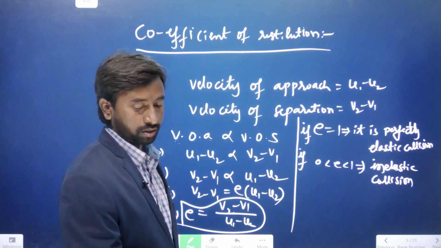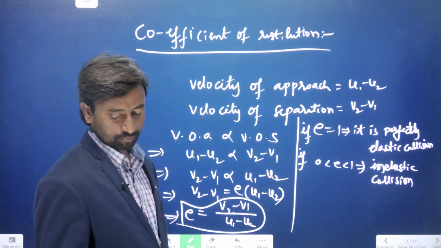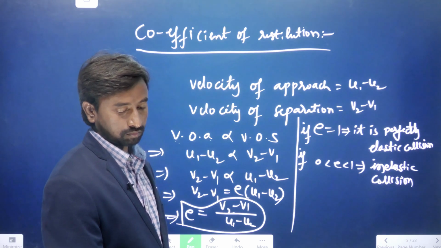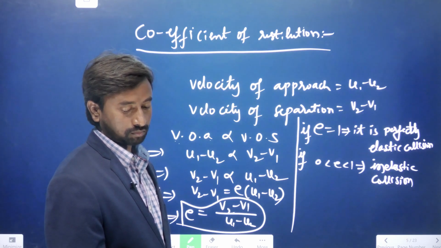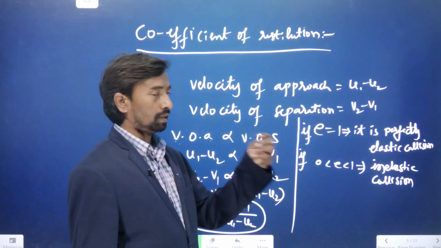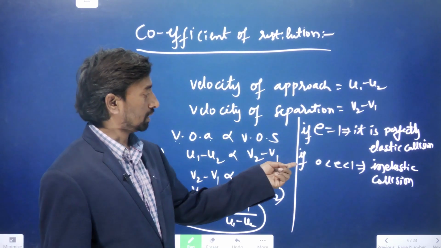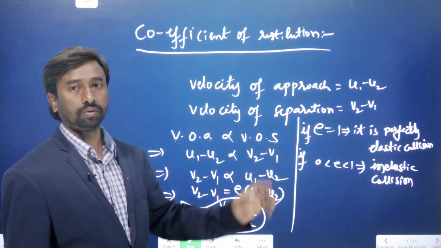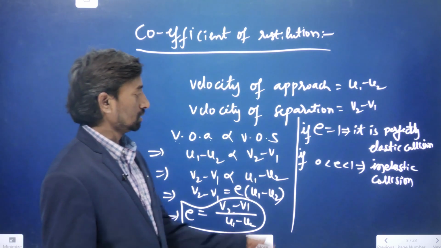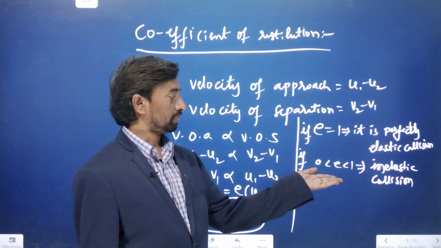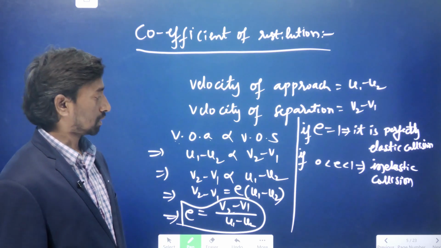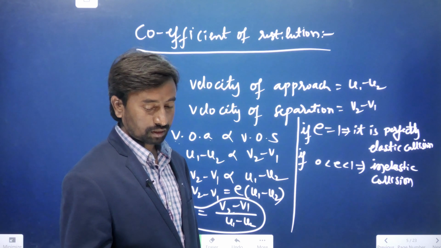If it is completely inelastic, then E will be 0. If E is 0, then there is a completely inelastic collision, which means a perfectly inelastic collision. Where the coefficient of restitution is in between 0 and 1, that is an inelastic collision. So that is about the coefficient of restitution.